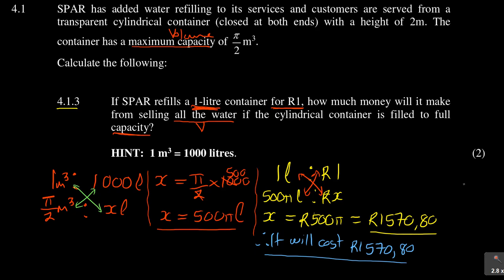And if you look at the mark allocation for these questions, I think the first one was out of 3, the second one was out of 2. 4.1.1 was out of 3 marks, 4.1.2 and 4.1.3 were out of 2 marks. And I think this was a good opportunity for you to score good marks there. Now let us move on to the next question.